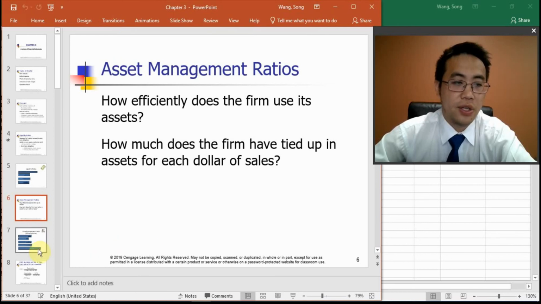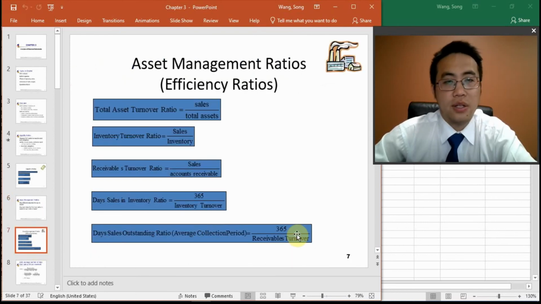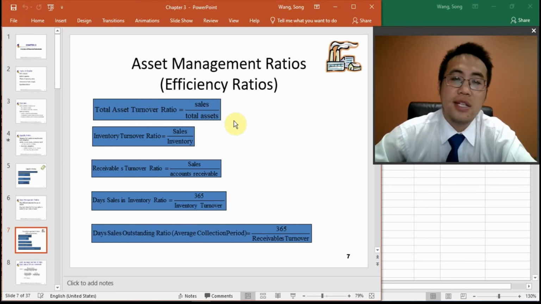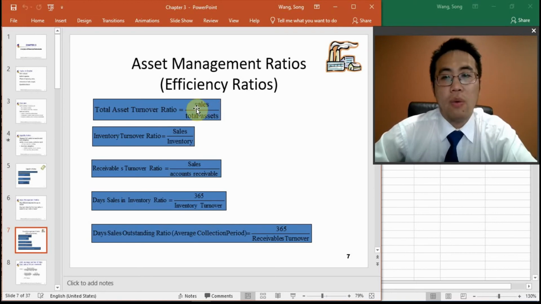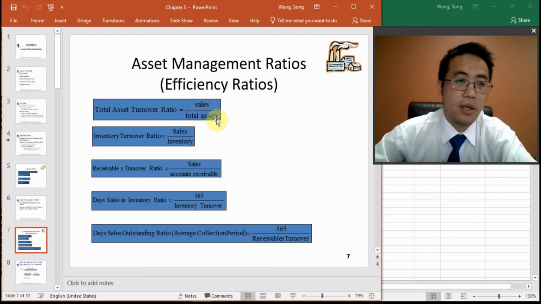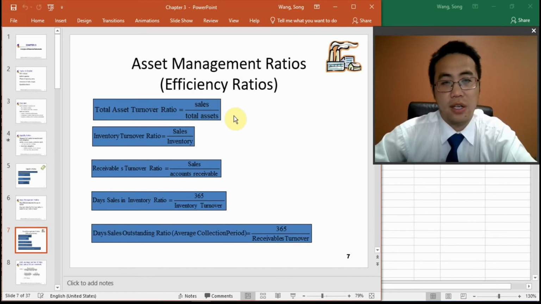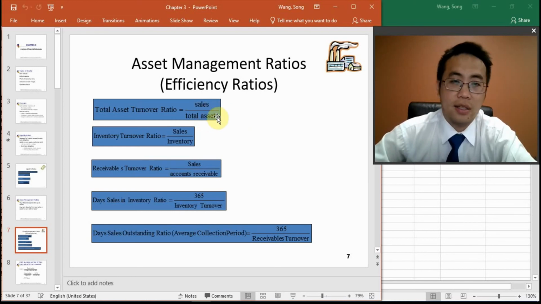each dollar of sales. If you look at the efficiency ratios or asset turnover ratios, the top one is called the total assets turnover ratio, which is sales over total assets. Our goal is to maintain a high turnover ratio here because we want to generate as many sales as possible while holding a limited amount of total assets. And that is high efficiency. The worst case is you don't have much sales, but you have too much total assets to maintain. And that's not quite efficient.